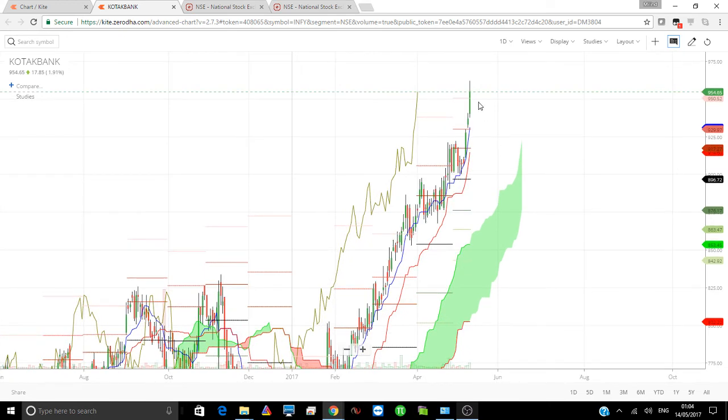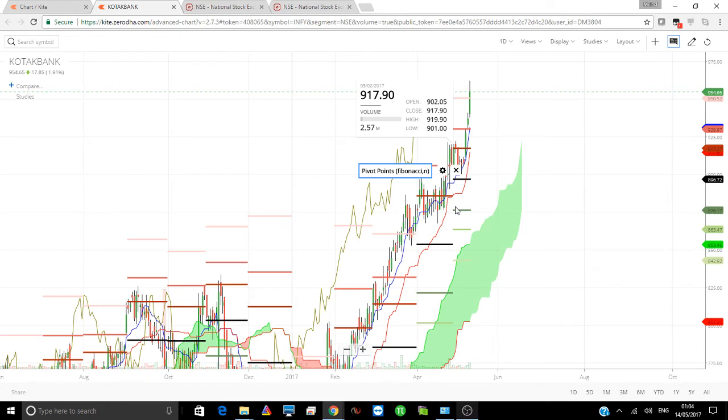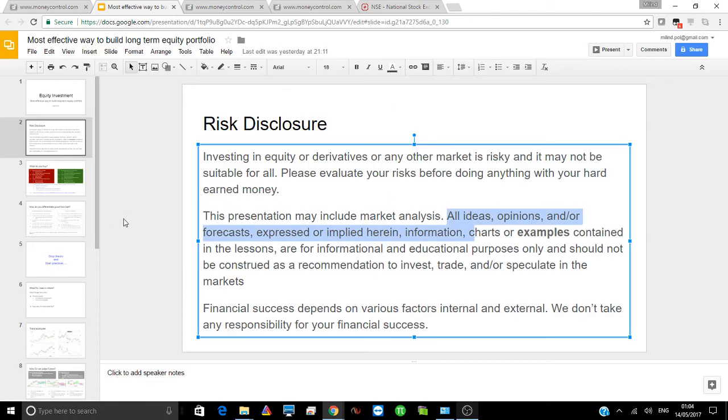So what do we do with these guys now that I know that it satisfies all my conditions except the pivot point conditions? I will just open these.